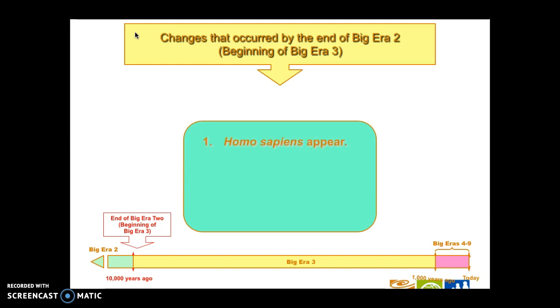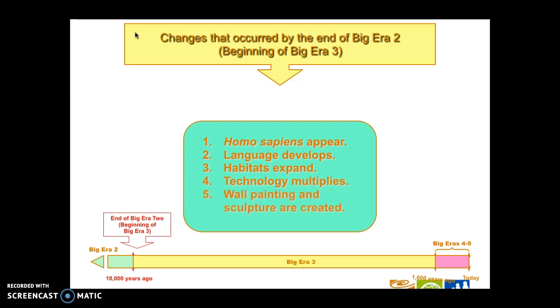So first and foremost, humans started to appear on Earth. Those humans are going to develop language. They're going to migrate all over the place, so their habitats expand. And the technology that they use is going to become more intricate. It's going to multiply. And art's going to develop during this time period too. You're going to see some wall painting, some sculpture, that kind of stuff. So again, that's all review. We've talked about that before.